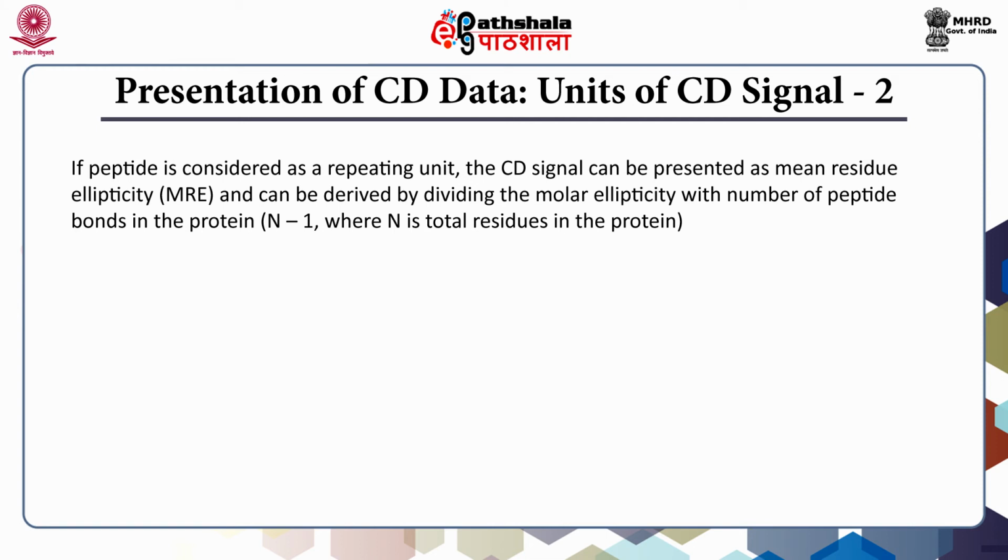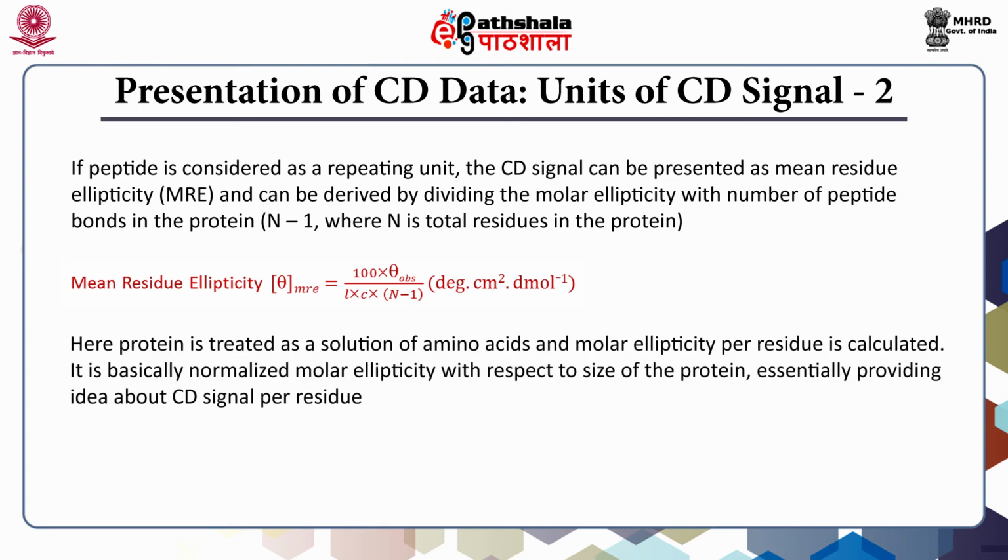So that we can calculate molar ellipticity per residue. This is called the mean residue ellipticity, or MRE. Simply, one can divide the molar ellipticity by the number of peptide bonds, that is n minus 1. N is the number of residues and the number of peptide bonds is n minus 1. So here the protein is treated as a solution of amino acids, and molar ellipticity per residue is calculated.